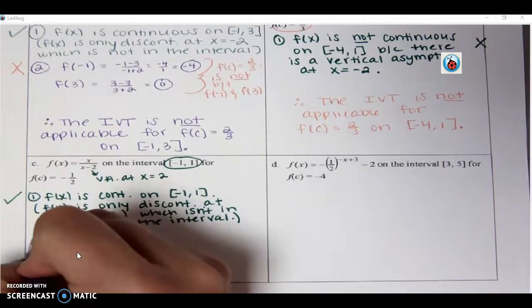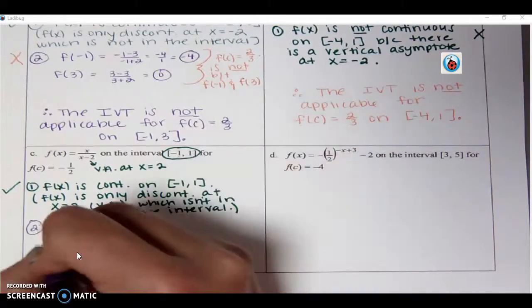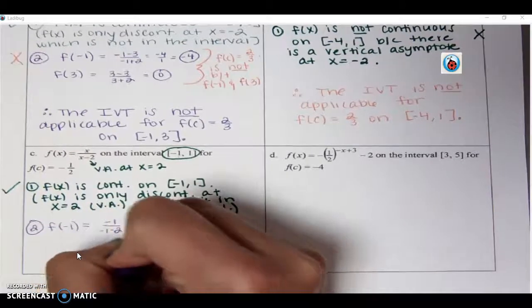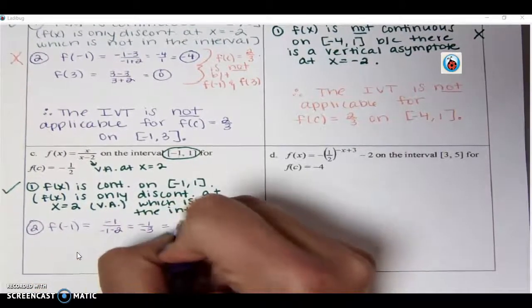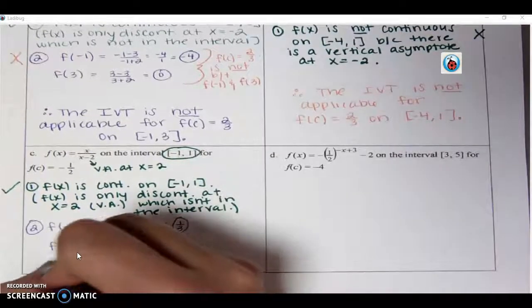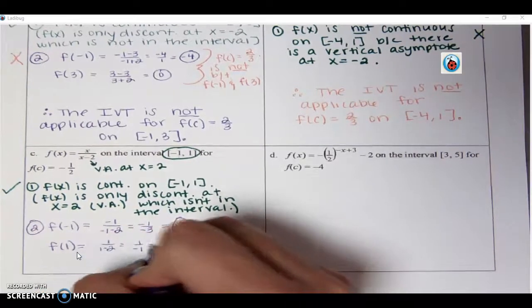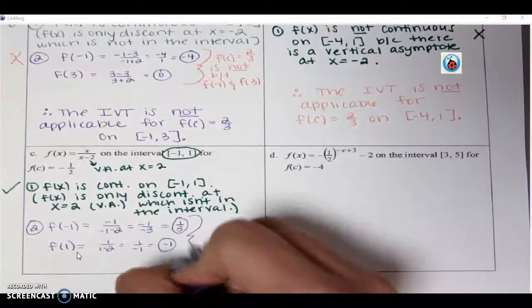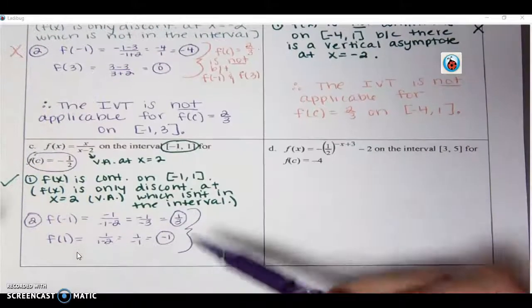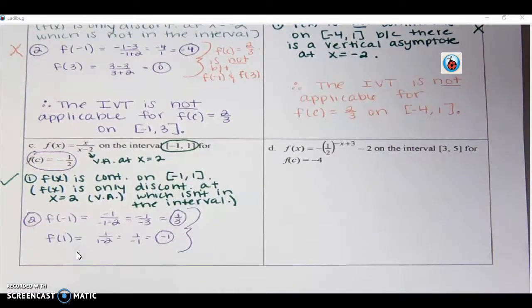Alright, so for step 2, remember we have to get the y value. So we're going to plug in f of -1. That'll give us positive 1/3. And then we have to do f of 1, which will give us -1. So we need to see if our y value, -1/2 here, is between -1 and 1/3. Yes, it is.